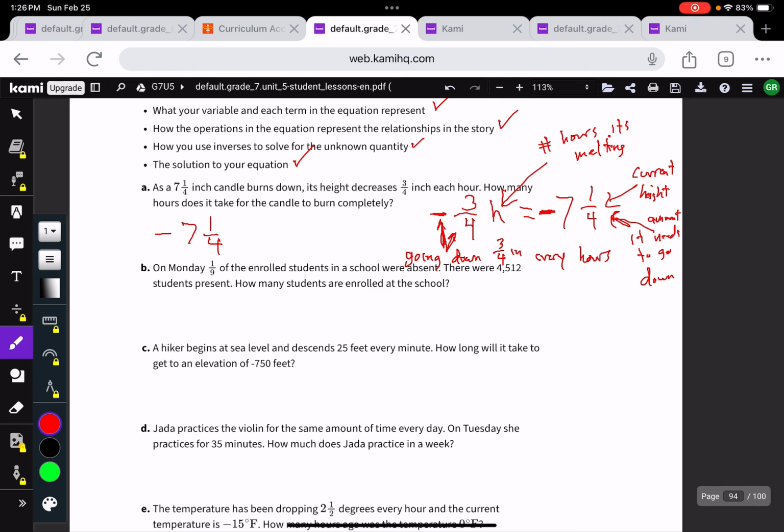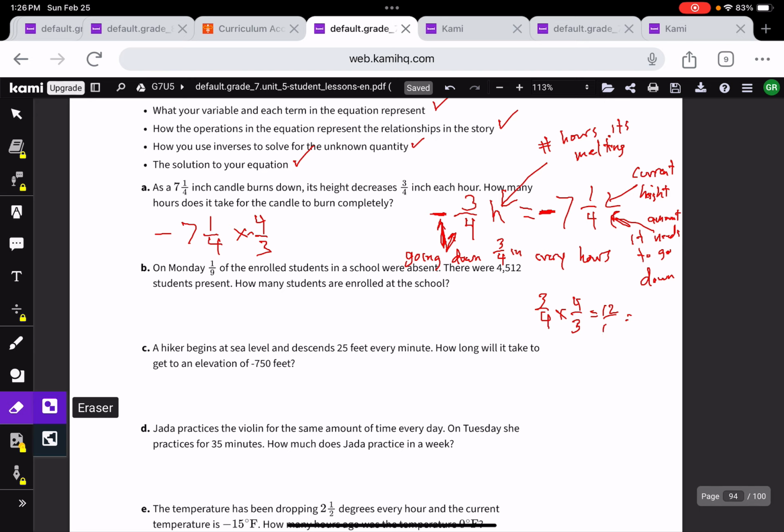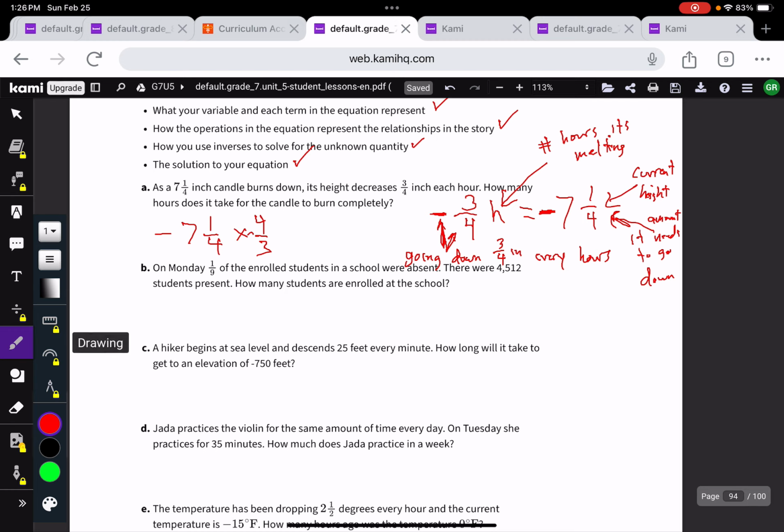But in order to solve this, we need to multiply that negative 7 1/4 by the multiplicative inverse of negative 3/4. And if I took 3/4, the inverse of that is 3/4 upside down. It's a negative 4/3. Because guess what? 3/4 times 4/3 is 12/12, and that's equal to 1, and that is what we want. We want the multiplicative inverse. Now, there's a lot going on here.